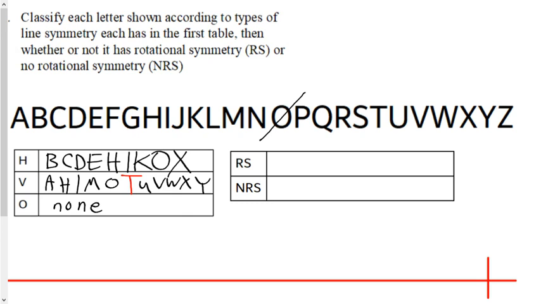Correct. So those are all the letters that we were accepting. None for oblique symmetry. None of them have it. Now, rotational symmetry. If it appears as itself upside down as it did at the start, then you're good.